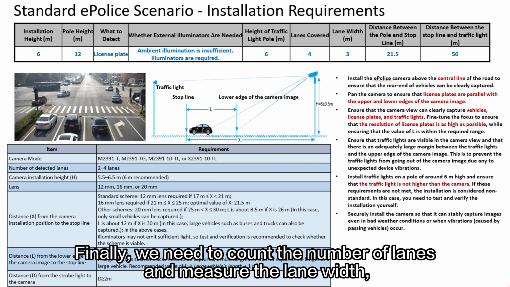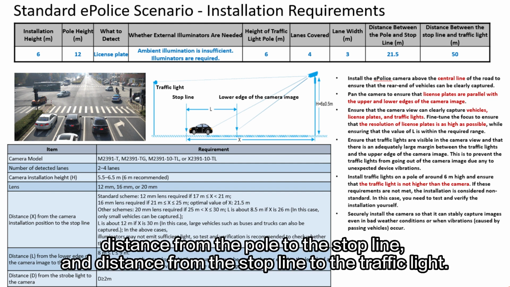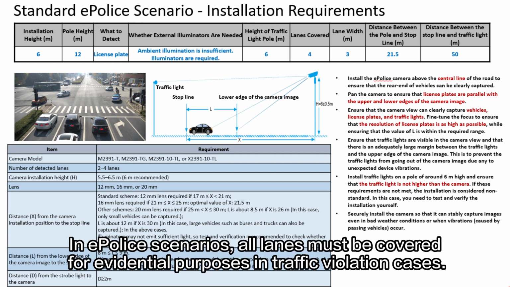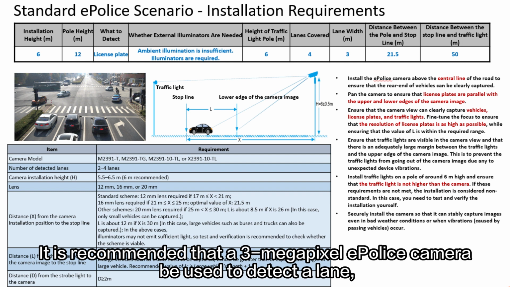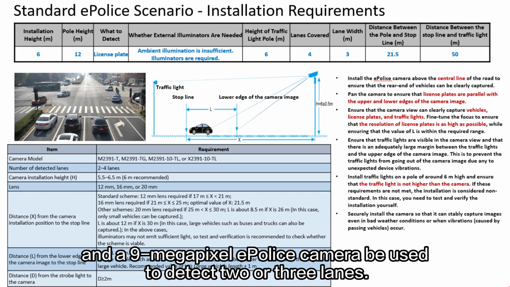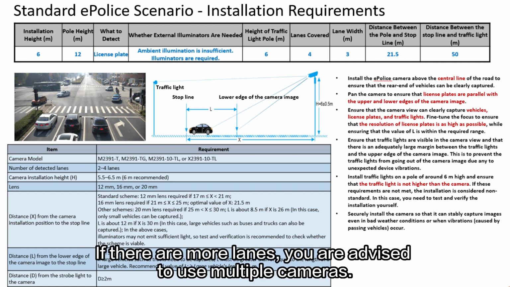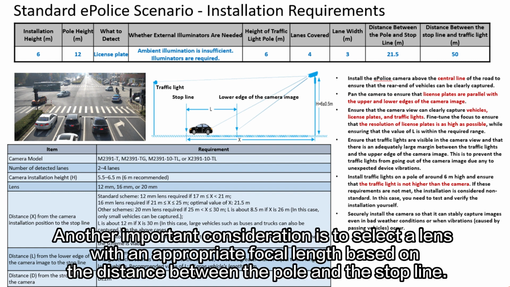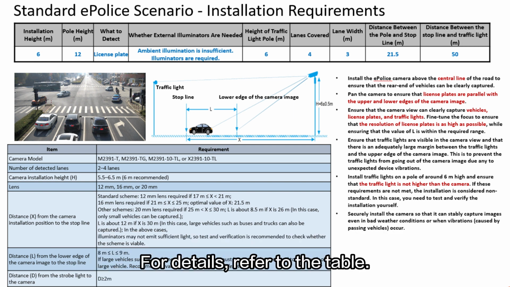Finally, we need to count the number of lanes and measure the lane width, distance from the pole to the stop line, and distance from the stop line to the traffic light. In ePolice scenarios, all lanes must be covered for evidential purposes in traffic violation cases. It is recommended that a 3-megapixel ePolice camera be used to detect a lane, and a 9-megapixel ePolice camera be used to detect 2 or 3 lanes. If there are more lanes, you are advised to use multiple cameras. Another important consideration is to select a lens with an appropriate focal length based on the distance between the pole and the stop line. For details, refer to the table.